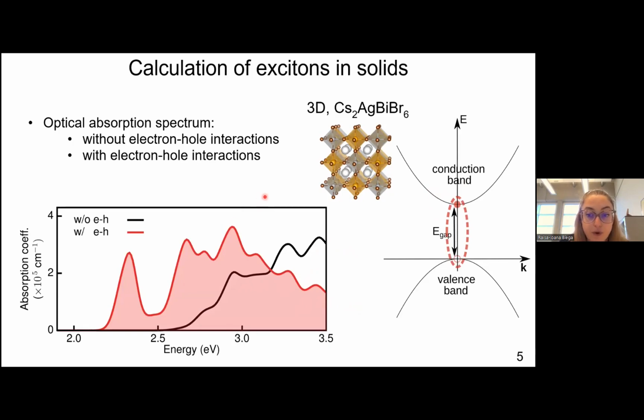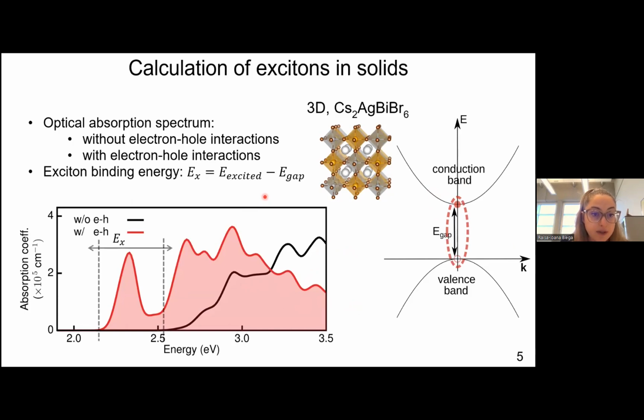So from this, we basically can compute the exciton binding energy. That is basically the difference between the energy of the first excited state and the energy of the direct gap of the band gap of the material.